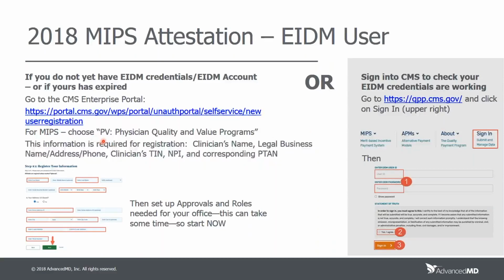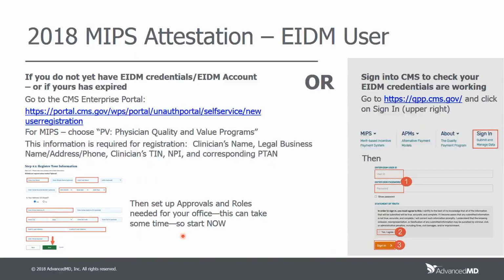So for MIPS, when you go to the website for user registration, you're going to choose PV, Physician Quality and Value Programs. It would be nice if for MIPS it said choose MIPS, but for some reason you're going to choose this. And then the information that you're going to need to have: clinician's name, legal business, all of those details, have those with you. And then the part that takes the longest is setting up approvals and roles. Depending on how things go there, that can take some time. You may even have to mail documents through snail mail. So it can take some time.